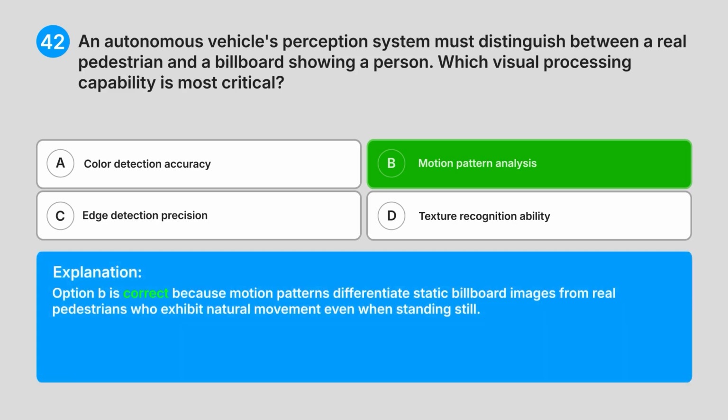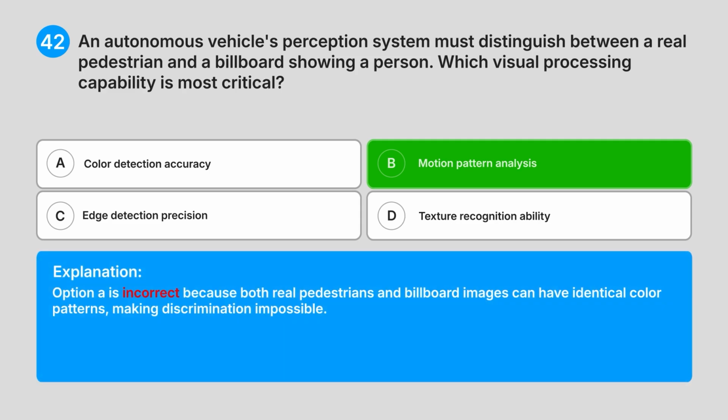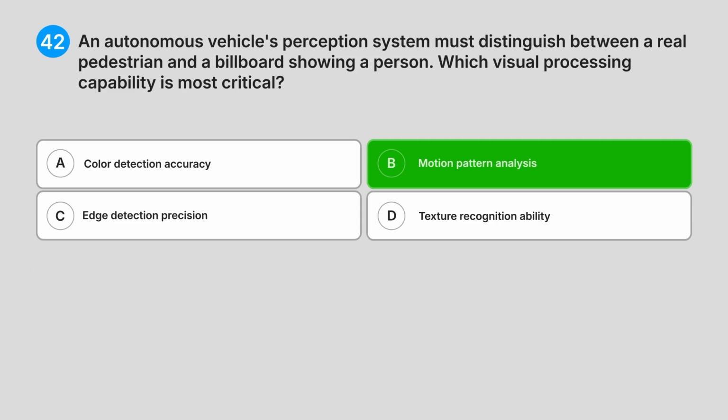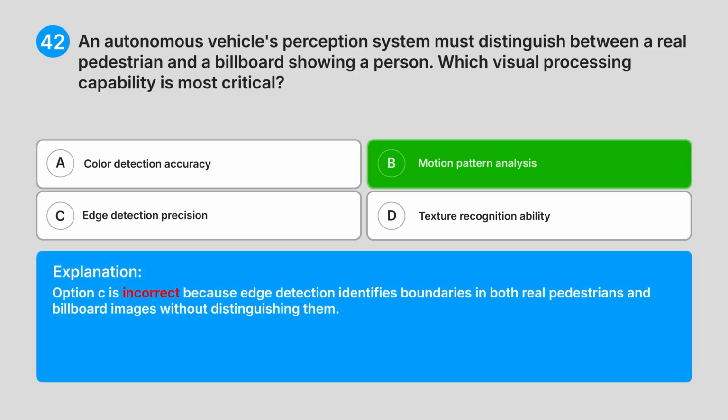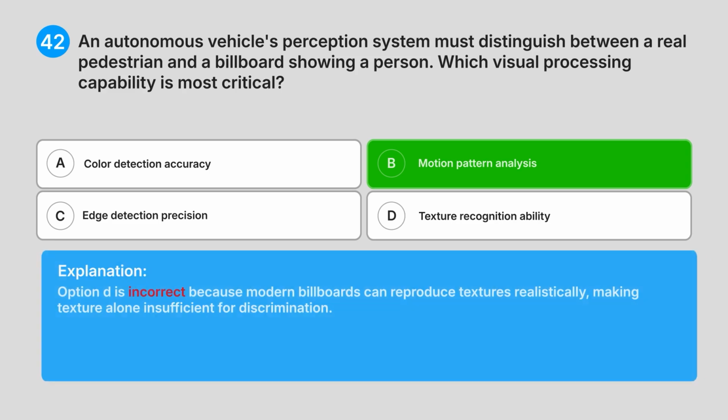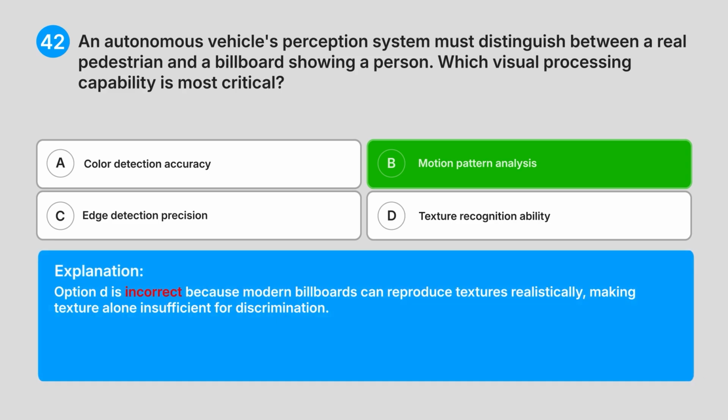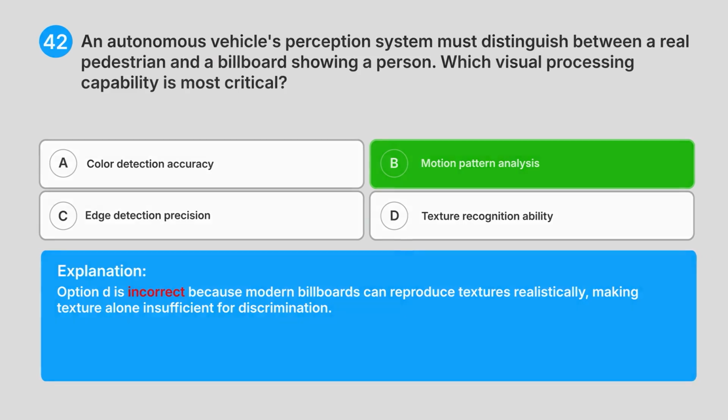Explanation. Option B is correct because motion patterns differentiate static billboard images from real pedestrians who exhibit natural movement even when standing still. Option A is incorrect because both real pedestrians and billboard images can have identical color patterns, making discrimination impossible. Option C is incorrect because edge detection identifies boundaries in both real pedestrians and billboard images without distinguishing them. Option D is incorrect because modern billboards can reproduce textures realistically, making texture alone insufficient for discrimination.